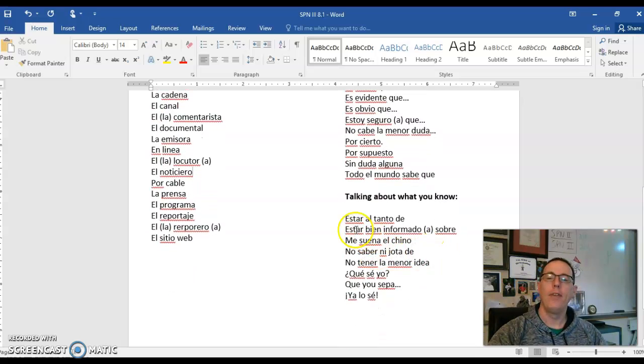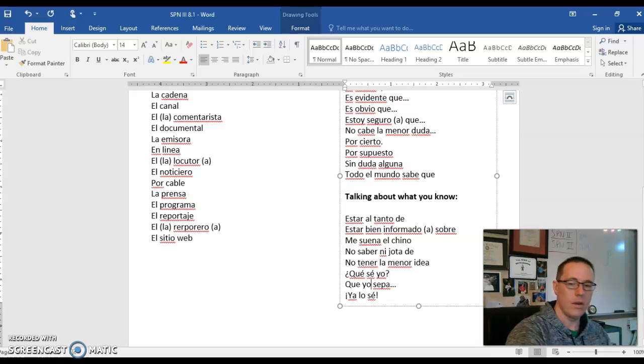Okay, moving on. Estar al tanto de. Estar bien informado sobre. Me suena el chico. No saber ni jota de. No tener la menor idea. Qué sé yo. Que yo sepa. My goodness, the autocorrect on this is horrible. Que yo sepa. Ya lo sé. And there is your vocab.